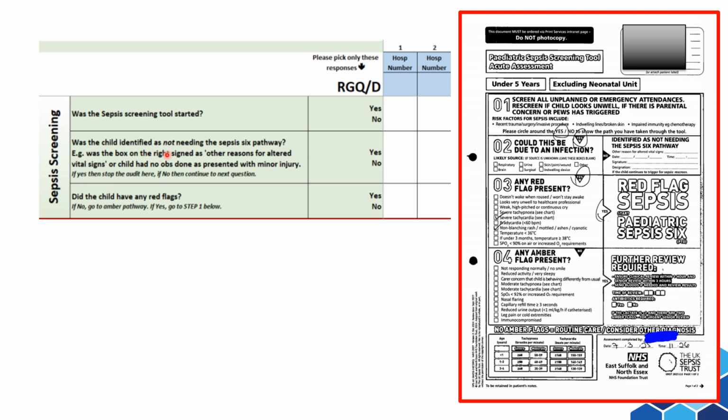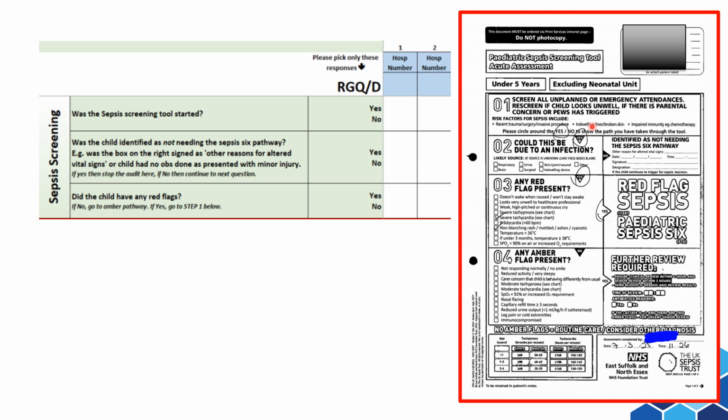Okay, so it says, was the child identified as not needing the Sepsis 6 pathway? Yes, they were. The other reason for their altered vital signs is maybe they are having a large GI bleed, and so that's why they've got altered vital signs. So the audit then stops. You don't then need to look to see if they have red flags. You just stop at that point there.